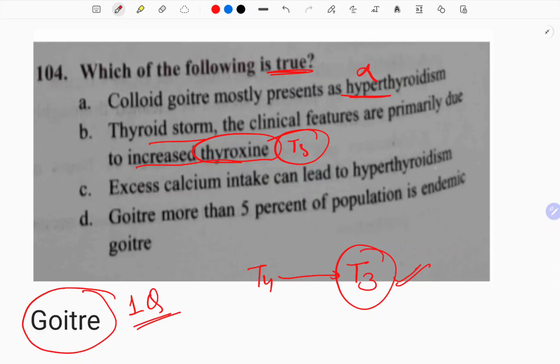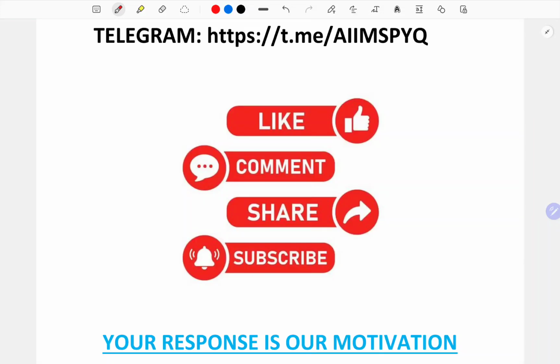Excessive calcium intake can lead to hyperthyroidism, no relevance. Goiter more than 5% of the population is endemic goiter. This is an absolutely correct statement. If more than 5% of the population of a particular area is having goiter, it is endemic to that areas. So with this, we have completed 52 more questions from the topic thyroid and parathyroid.